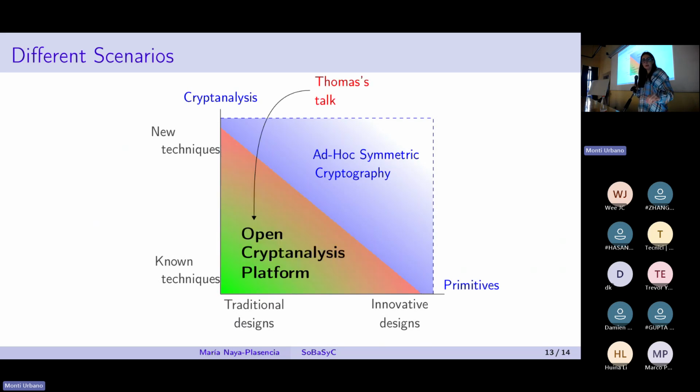To show how hard I think it will be to generalize attacks in the families: the green part is maybe the easiest because it involves more understood things, and the red part is maybe more complicated. Thomas' talk is about the open cryptanalysis platform, and Leo's talk is about innovative designs where we don't have any tools yet. It will be interesting to see what he has to say about all the things that we need to do.